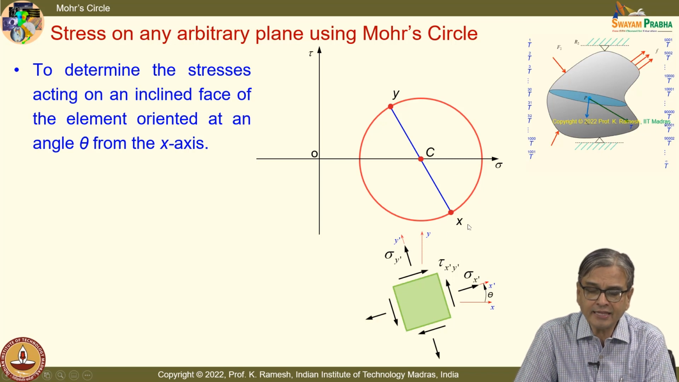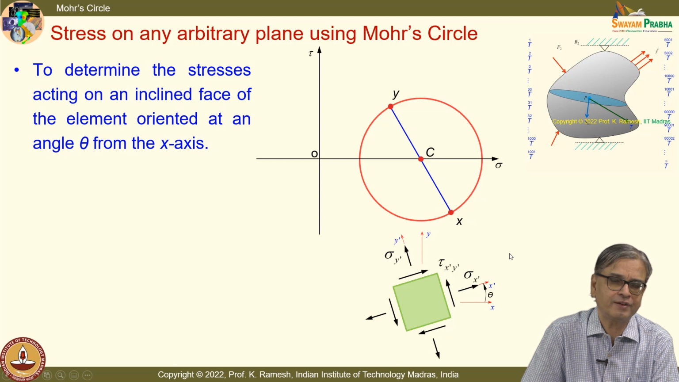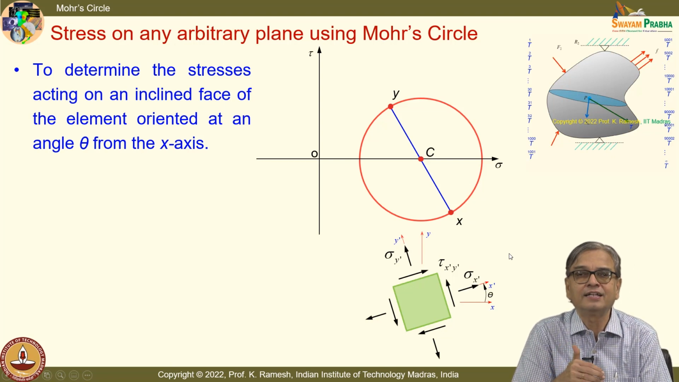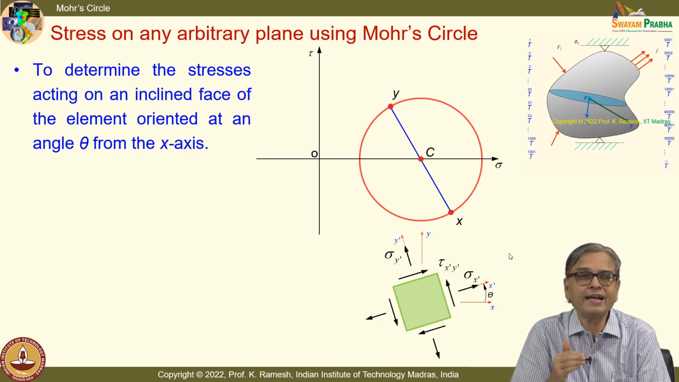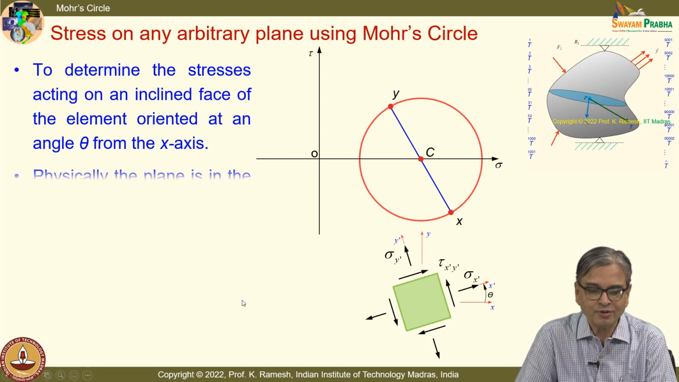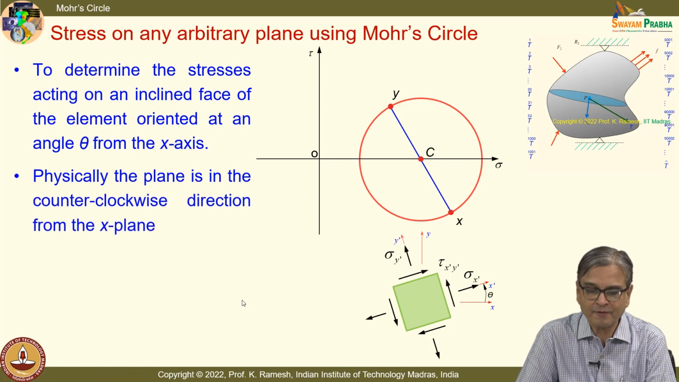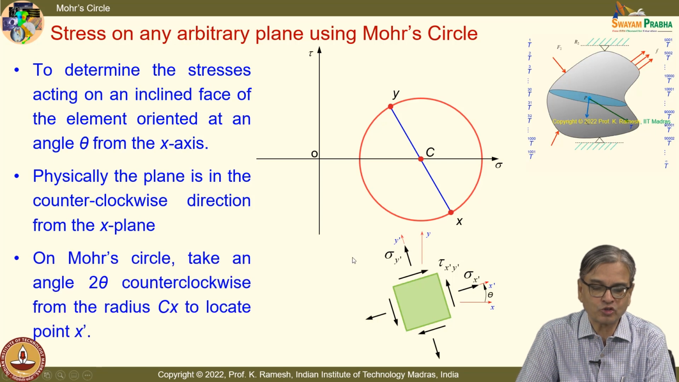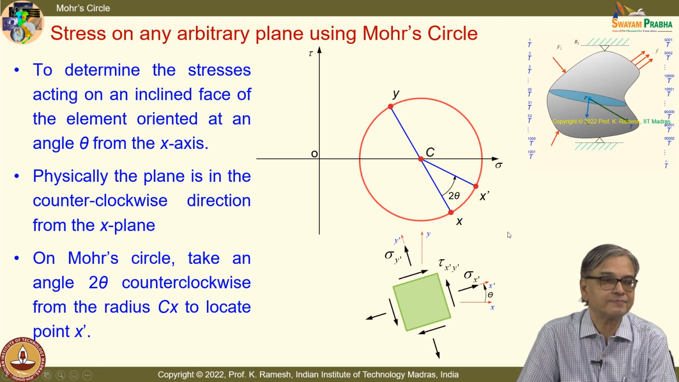Now the x prime plane is separated by angle theta. How do I locate the plane in the Mohr circle? From whatever the discussion we have had, can you say how do I, because I know where is the location of x plane on the Mohr circle. Now I have to locate x prime plane. How do I do it? 2 theta. So that is fair enough, isn't it? So I have to move by angle 2 theta from the x plane and I would get the x prime plane on the Mohr circle. So I go by 2 theta. So I locate this as x prime. Is the idea clear?